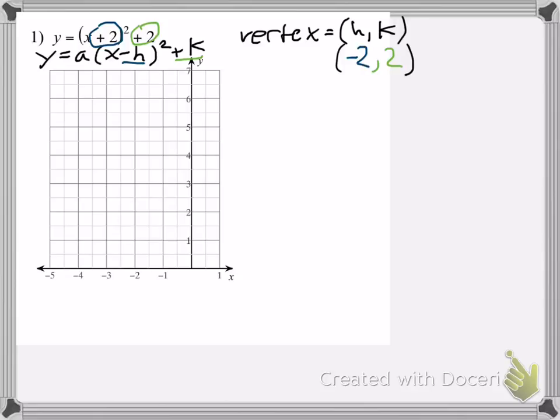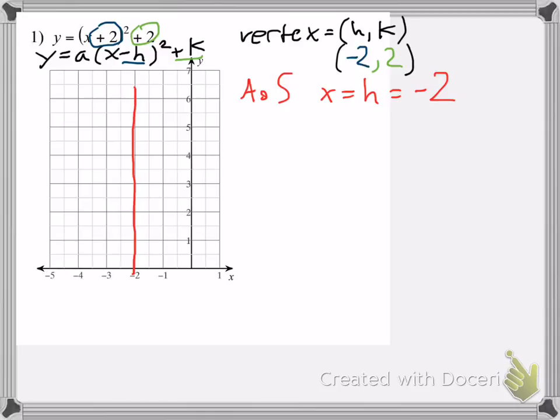That's my vertex. The homework is also asking us to figure out the axis of symmetry. So remember, that is the vertical line that is going to divide our parabola down the middle. And the axis of symmetry is always some line x equals h. So here, x equals negative 2 is the axis of symmetry. So let's see what that looks like on our graph. That's this red vertical line that just goes right up and down at x equals negative 2.